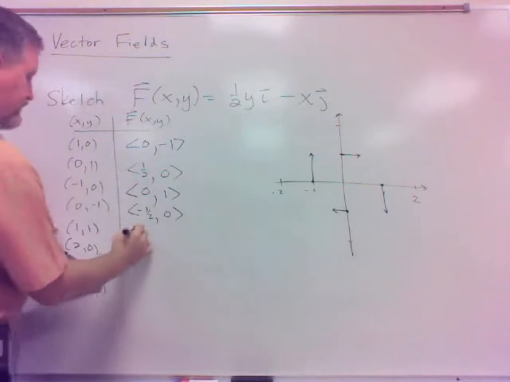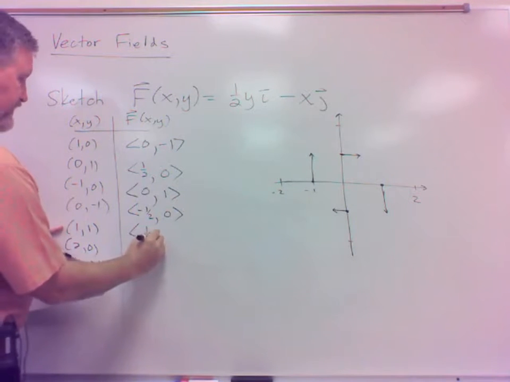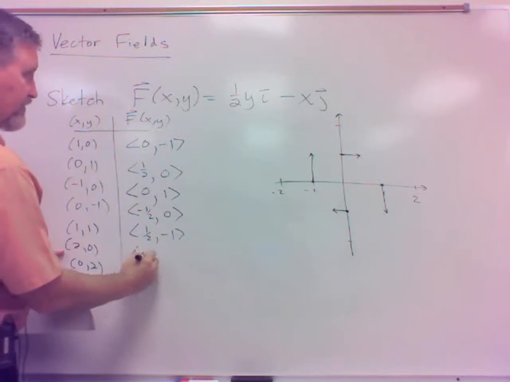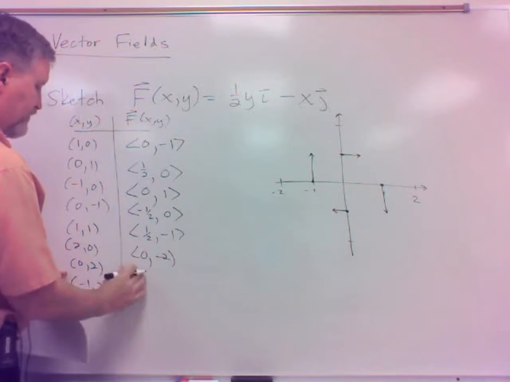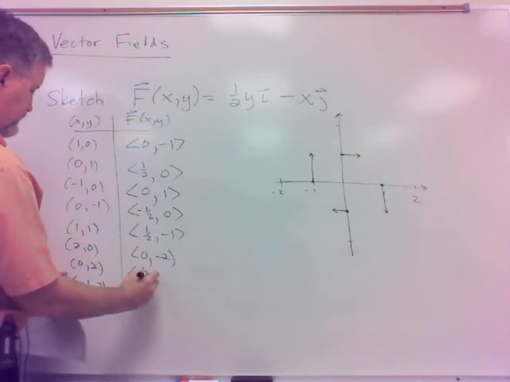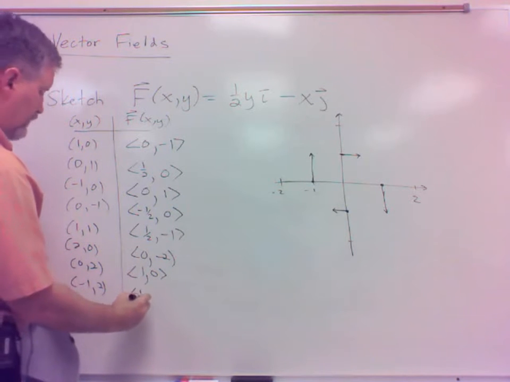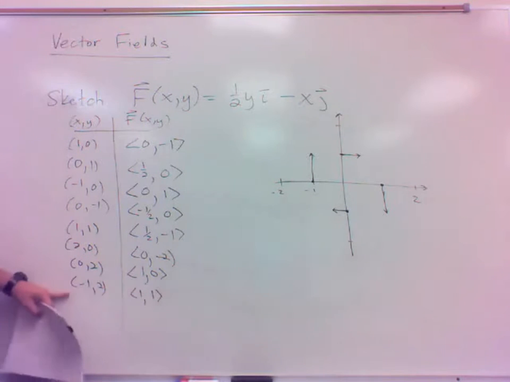See what that does for us. All right, so that's 1, 1, so that'd be the vector 1/2, negative 1. 2, 0 would be 0, negative 2. 0, 2 would be positive 1, 0. And then negative 1, 2 would be 1, 1. Did those right?